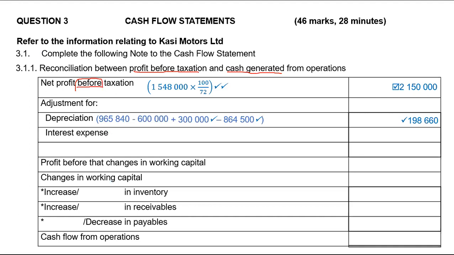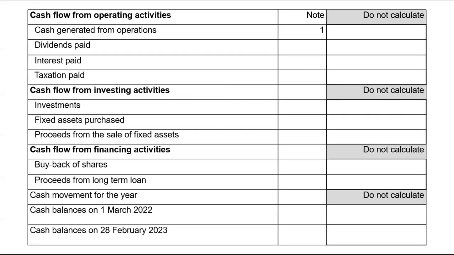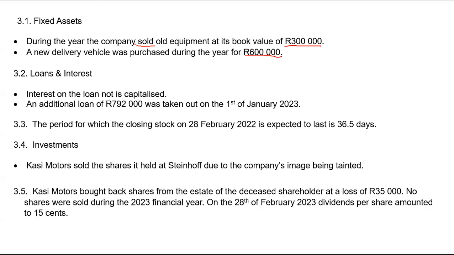Then we've got interest expense. I just want to see what I did with the cash flow statement, if I dealt with it at question or I just did it at the end. It looks like I did it at the end, but anyway, I'll look at it later on as well. So how do I calculate interest? Let me see what I'm given here. They said interest on the loan is not capitalized. So this is, they say an additional loan was taken out on the 1st of January. Interesting, but they're not saying anything about the repayments. I'll just go back and check my loan balances.